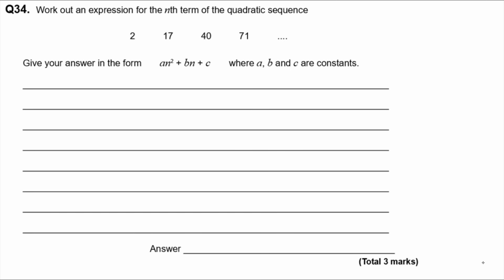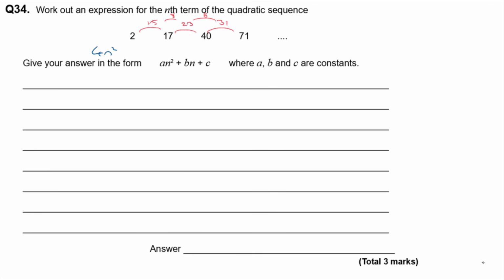I might just do it the easy way because it's quicker. The difference there is 15, the difference there is 23, the difference there is 31. So the difference of the differences is 8 and 8. Okay, so for the squared term, half of 8 is 4, so I'm going to get 4n squared for my nth term part.